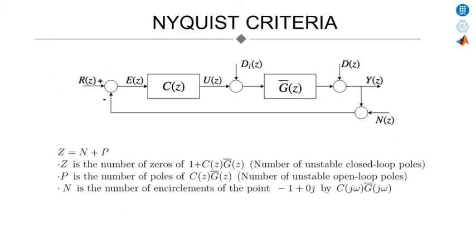Many times, to calculate the stability of a control system like the one presented in this image, the Nyquist criterion is used. For that, the formula shown is implemented, where Z is the number of unstable closed-loop poles, P is the number of unstable open-loop poles, and N is the number of encirclements of the critical point.